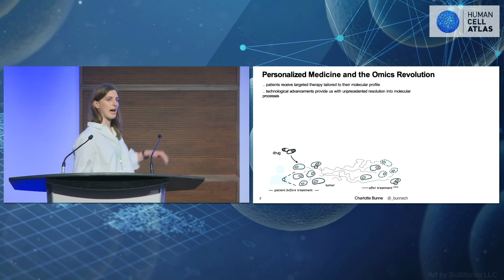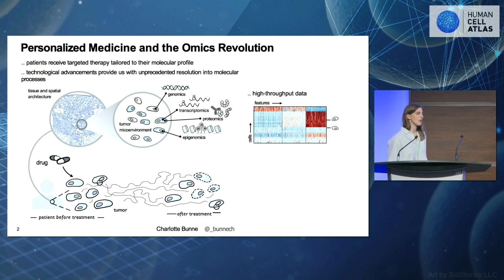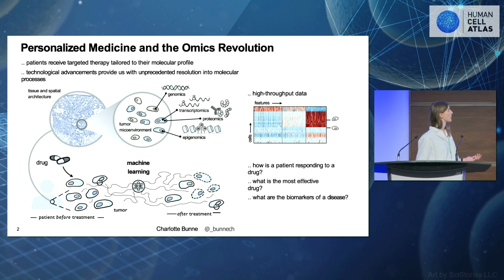And so often we have single cell data of a tumor before and potentially after, in vitro, a treatment, and we would like to understand on the level of single cells how these cells respond to a perturbation. And of course, with the revolution of the omics, we now have high throughput data available, which makes the use of machine learning actually feasible and lets us answer questions such as, how is a patient actually going to respond to a drug?